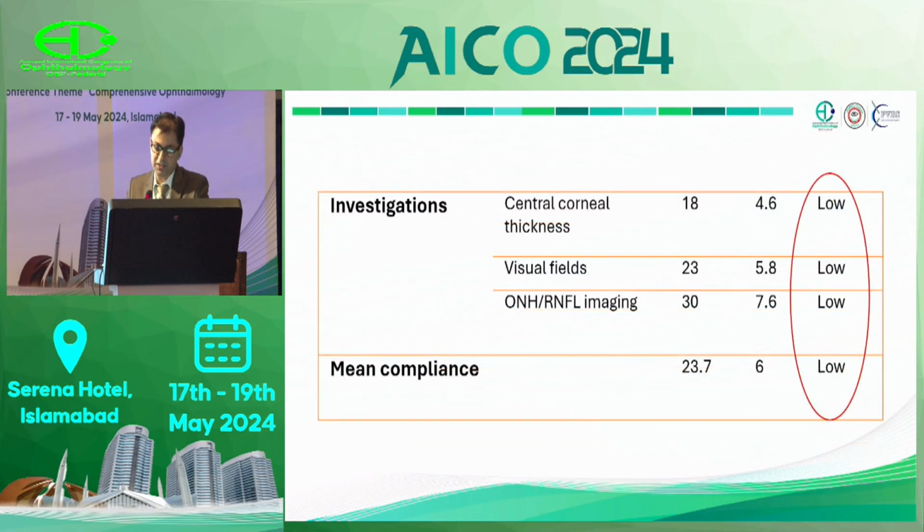In investigations, corneal thickness, visual fields, optic nerve head imaging, again, low level of compliance. CCT has 4.6%, visual field has 5.8%, and overall the mean compliance was 6% in the examination part. So you can see what is actually happening. We are either at a low or a moderate level. In most of the cases, we are at low levels of compliance with the ICO guidelines.